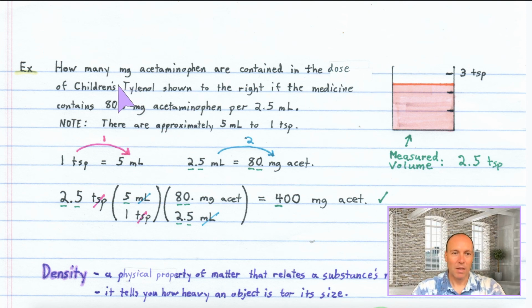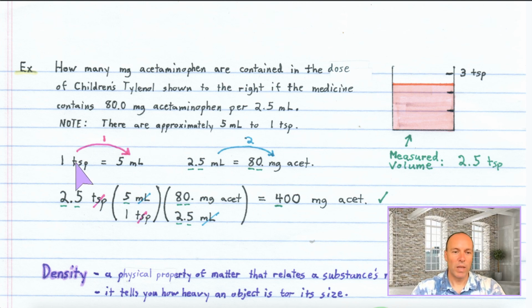looking at the problem again, the problem is asking for how many milligrams of acetaminophen are contained in this cup. Okay. Now what we get from the cup is we can look at the marks and figure out how many teaspoons are in the cup. So the measured volume, if you were asking me, would be 2.5 teaspoons in this cup. You might say 2.4, I say 2.5. So 2.5 teaspoons are in this cup. So let's see if we can take 2.5 teaspoons and figure out how many milligrams of drug there is.